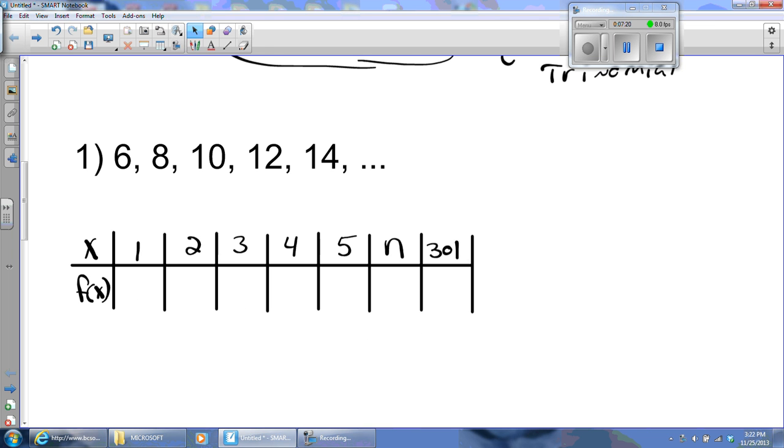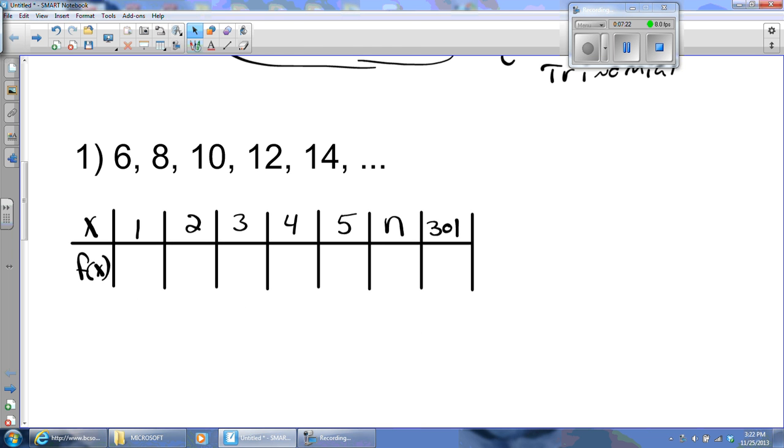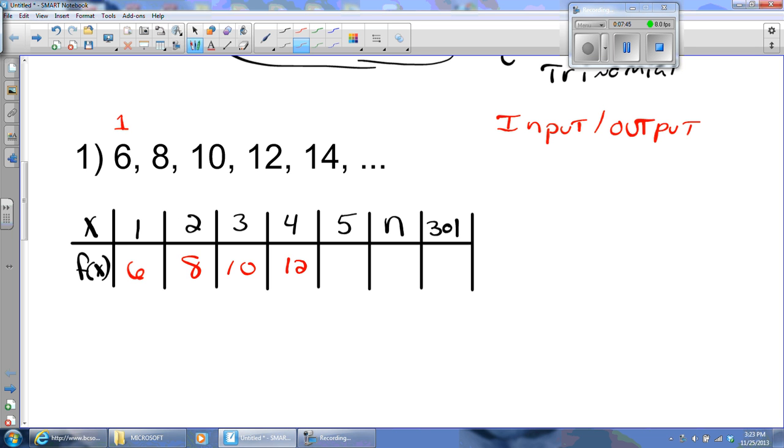And the first thing we're going to do is make an input-output table. I just so happen to have one right here. I was keeping it in my sock for just such an occasion. It's an input-output table. All right. And all I'm going to do is take these numbers, and the first one is 6, right? So 6 goes under the 1. The first term is 6. The second term is 8. The third term is 10. Fourth term is 12. And the fifth term is 14.